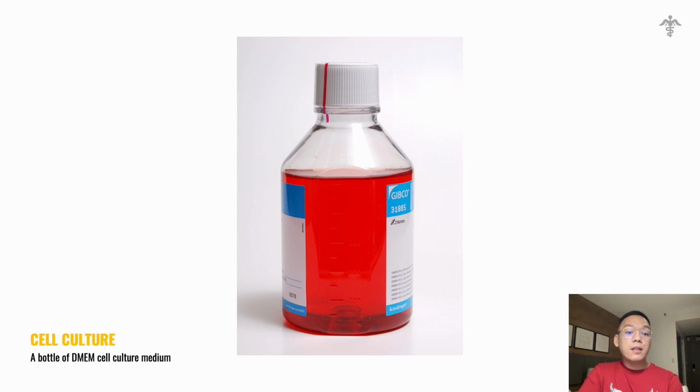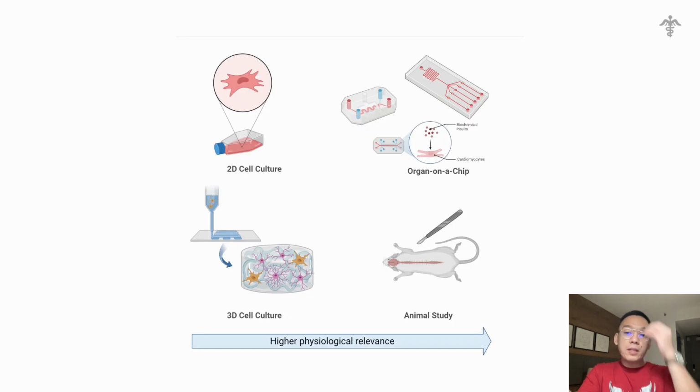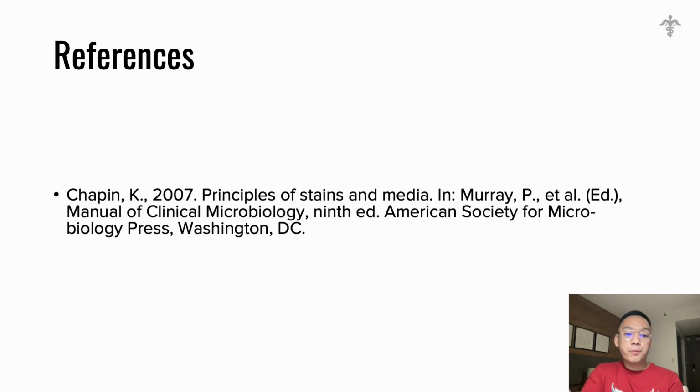This is a bottle of a DMEM cell culture medium with a schematic representation of a 2D culture, a 3D culture, organ on a chip, and an in vivo study. The arrow shows you significantly higher physiological relevance. And these are the references that are being used in this presentation.